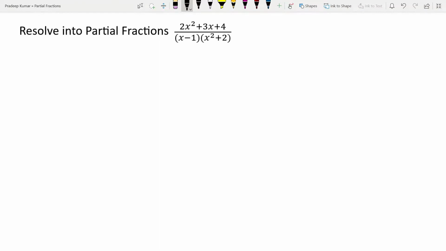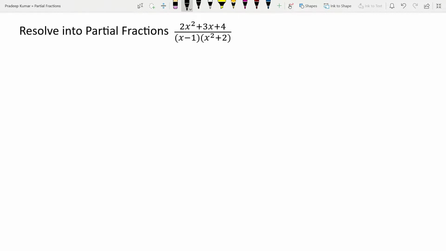Let's read the question. Resolve into partial fractions: (2x² + 3x + 4) / ((x − 1)(x² + 2)). In this particular question, they are asking us to resolve into partial fractions. So first we need to identify whether the given fraction is a proper fraction or an improper fraction.